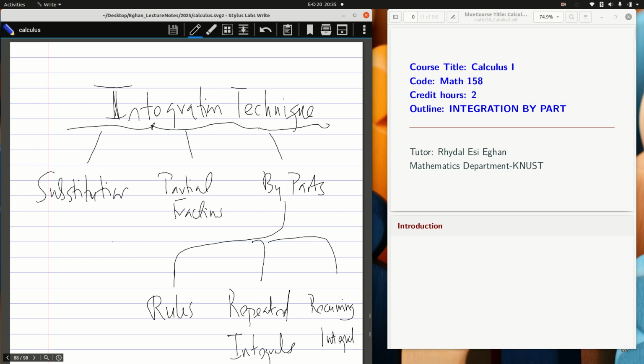Welcome to another episode on integration. So far we've been considering integration techniques. We've done that of the substitution. I think I'm going to change my pen again, as usual.